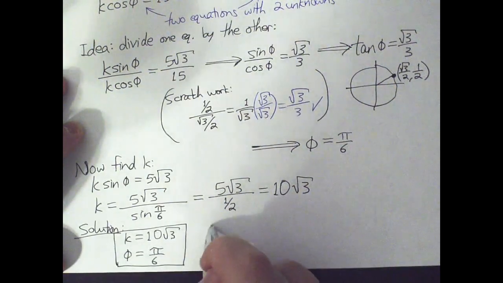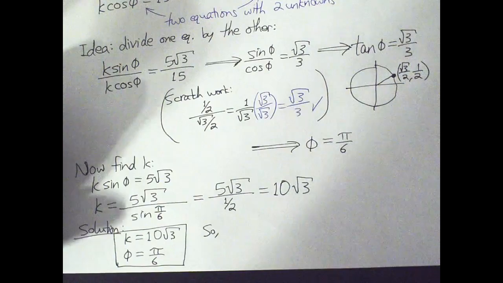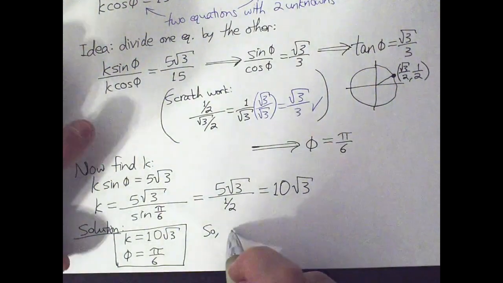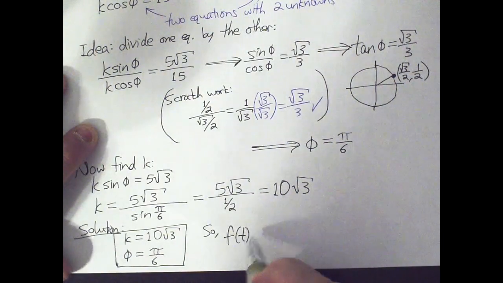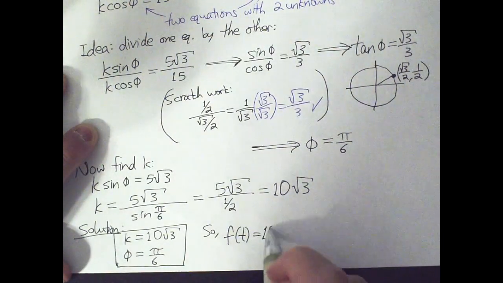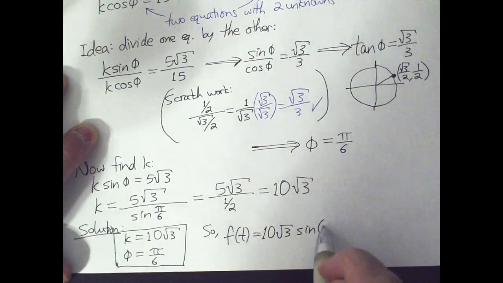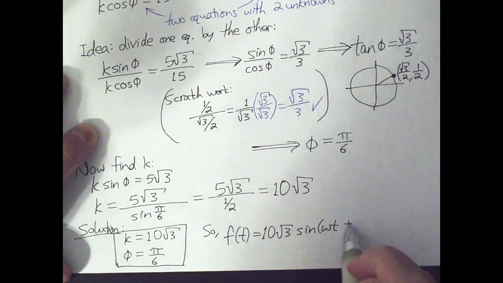And I'll just say, so what's the point of this? It said find these constants so that f of t could be written in that form. So I'll write it in that form. There.